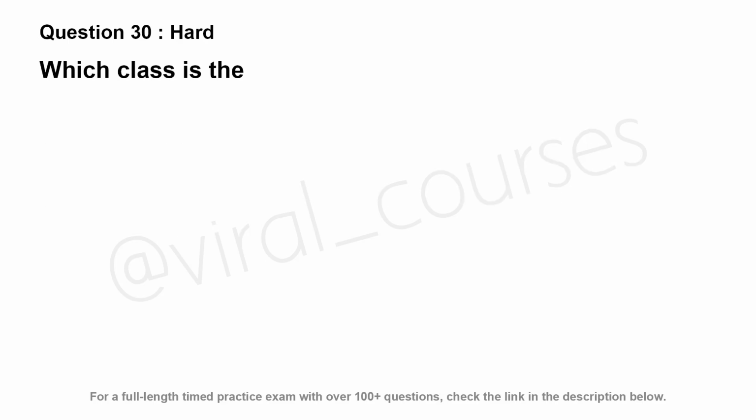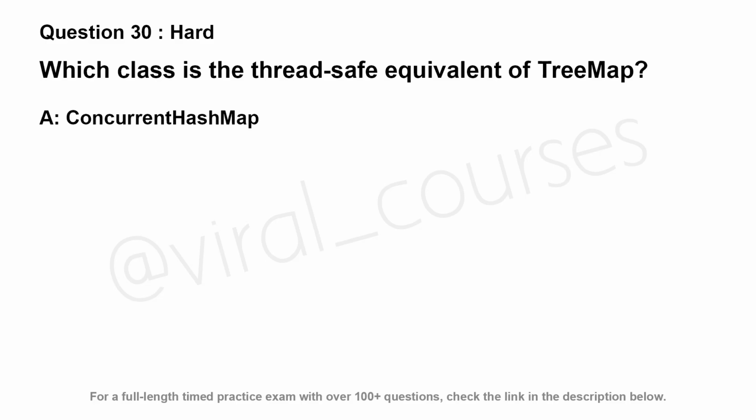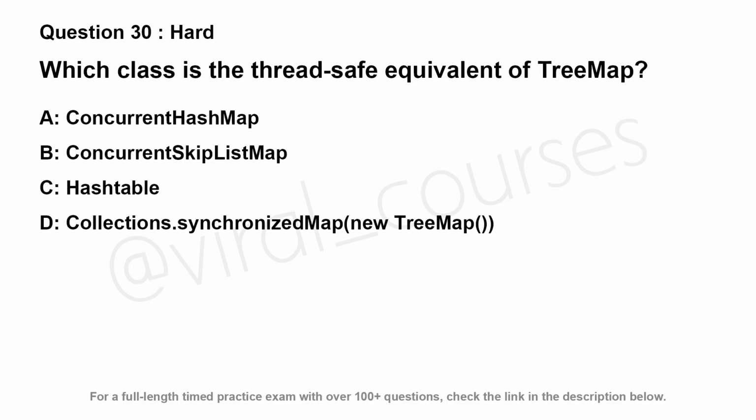Which class is the thread-safe equivalent of TreeMap? Option A. ConcurrentHashMap. Option B. ConcurrentSkipListMap. Option C. Hashtable. Option D. Collections.synchronizedMap(new TreeMap()).